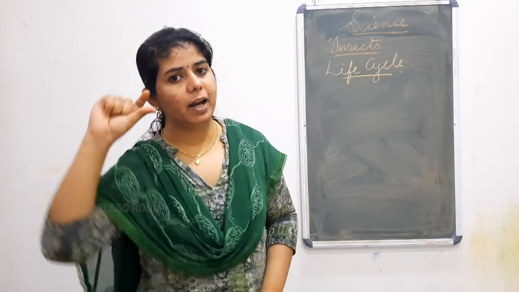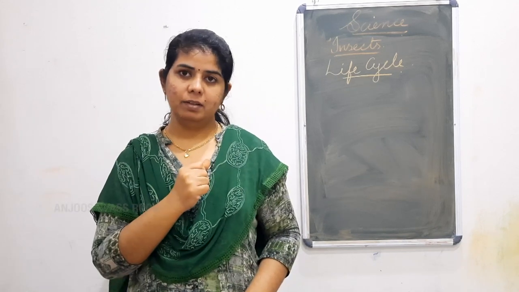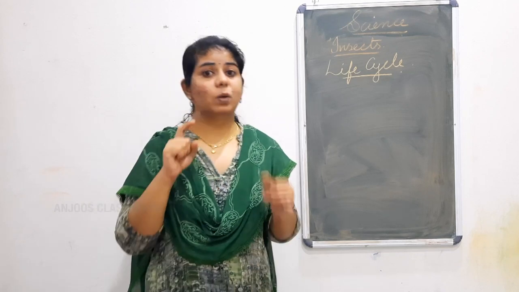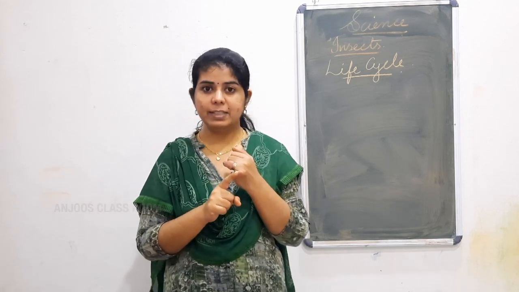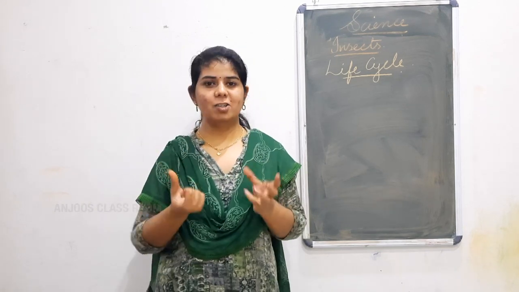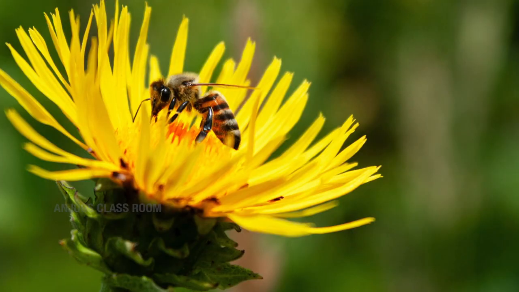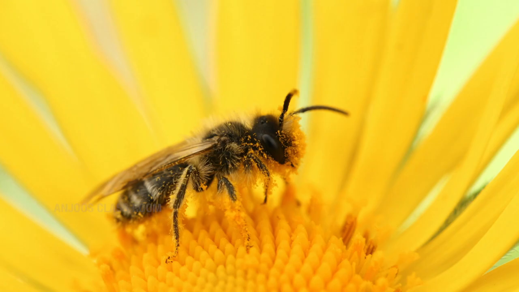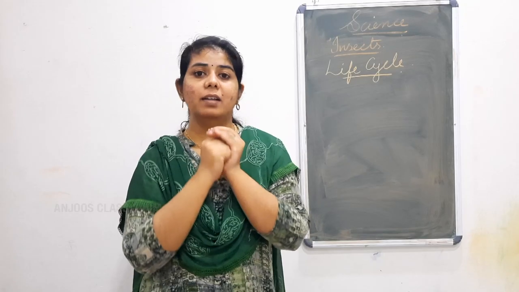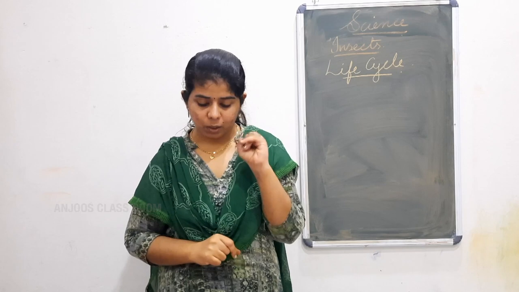In that honeycomb, there are different types of honeybees. There is a queen bee. Then workers also. They are the ones who collect the nectar from the flowers and store it in these combs. Yes, they are the workers, and also the queen.